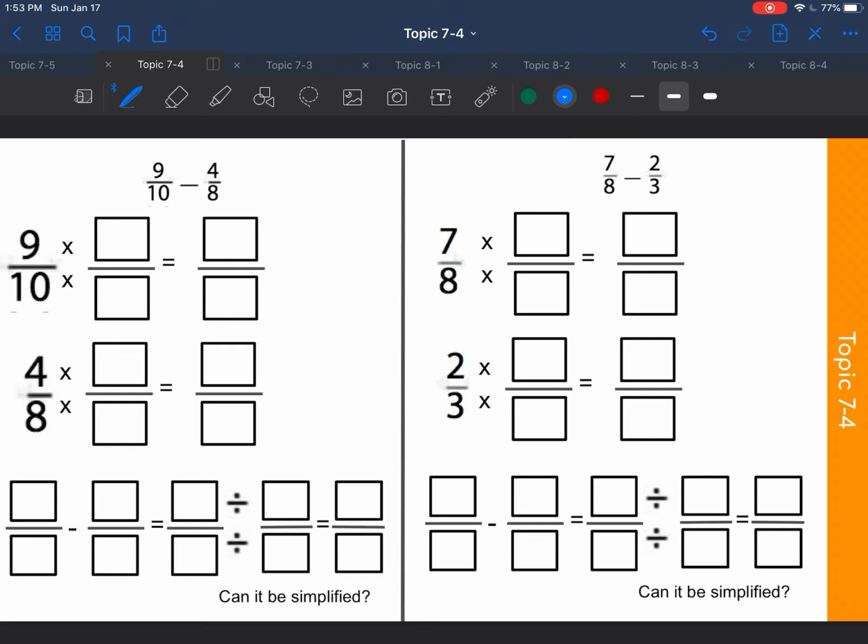All right? So what I want you to do right now, for your homework, is complete this next slide by yourself. Find the lowest common multiple of these and the lowest common multiple of these, and subtract them using that common denominator. And again, at the very end, always think, can it be simplified? If it can, use those boxes to divide the top and bottom by a certain number.